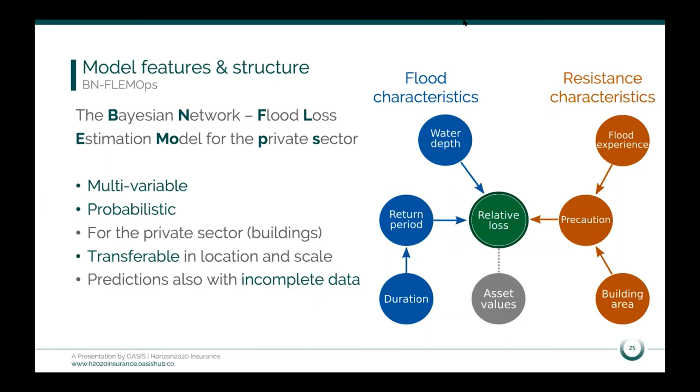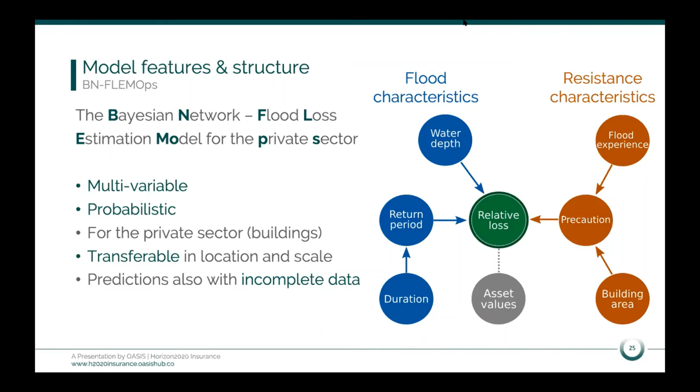We are aware that this information is not always available, but this is not a major problem for the model approach, because if you don't have an observation of a particular variable, the other variables, in this case, flood experience and building area, which are parent nodes of this precaution variable, are used to explain the relative loss. So they then condition the node precaution, and then this information flows further into the relative loss. We don't have this information available within our pan-European data set, because there is simply no data source available that allows us to derive this information. But if this information is available, it can be included in the model.